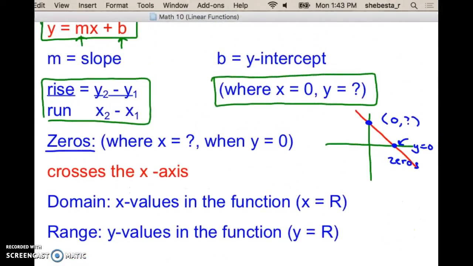Okay, if I scroll down a little bit, domain is the x values that show up in a function. Since lines go on forever left and right, you're going to use all the x values, so your domain is x equals all reals. Your range is the y values that show up in a function. Most lines go up and down forever, so y is going to equal all reals for that. So just make sure you know that. Let's go ahead and scroll down then.